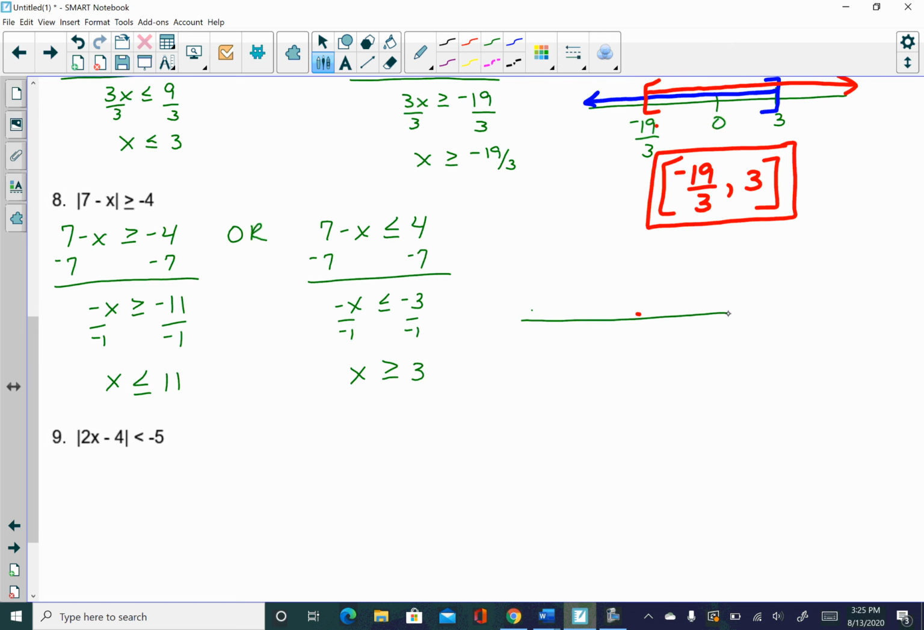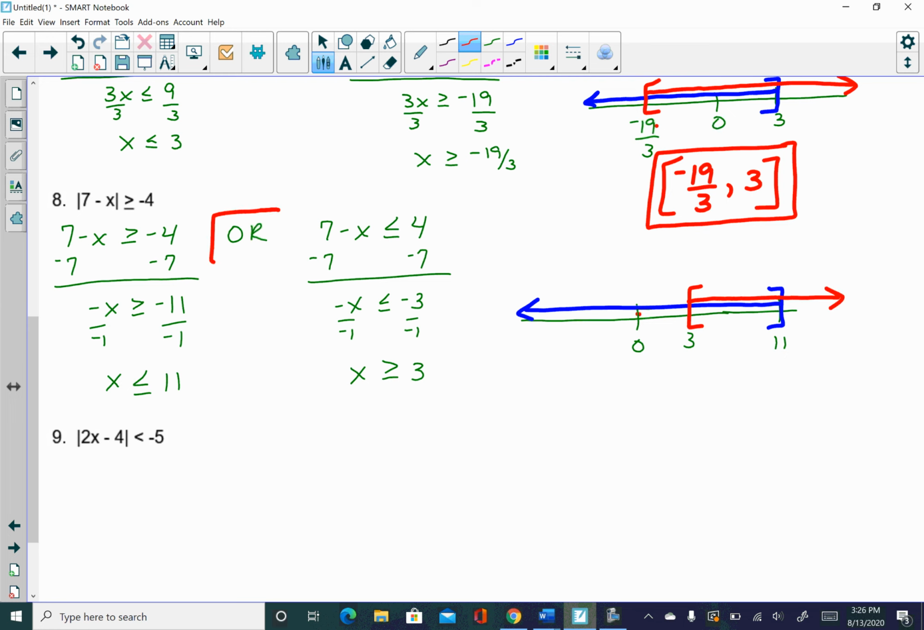Now when I go to graph, I have 0, 3, and 11. At 11, I'm going to have a bracket, and this is pointing to the left, so I am shading to the left. At 3, I have a bracket as well, and it is pointing to the right, so I am shading to the right.